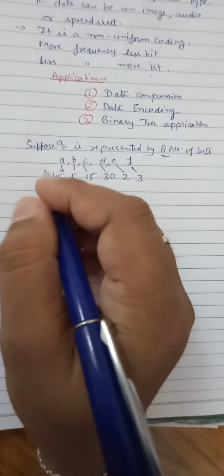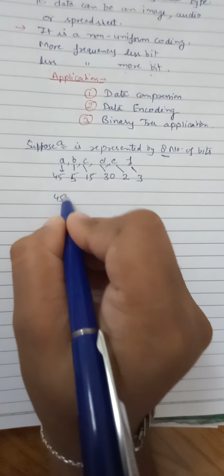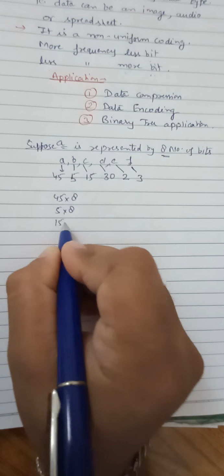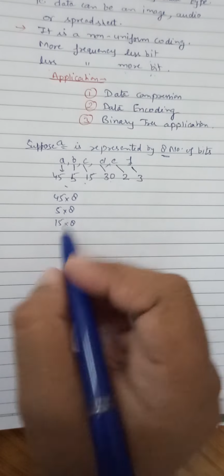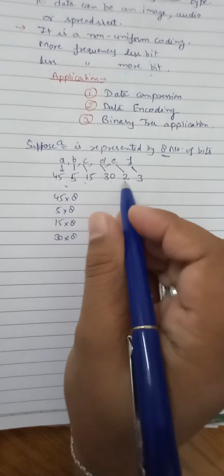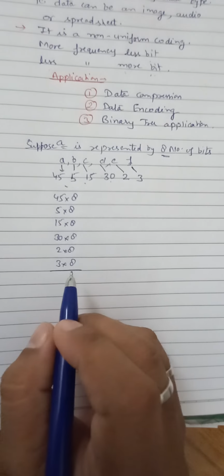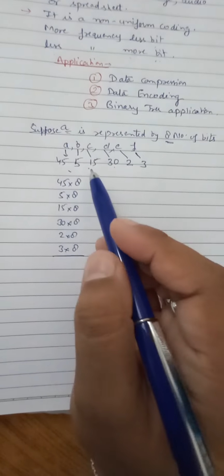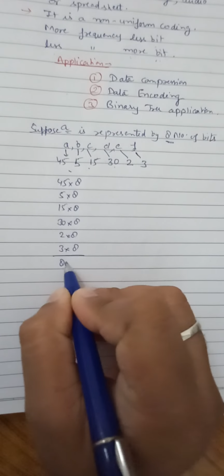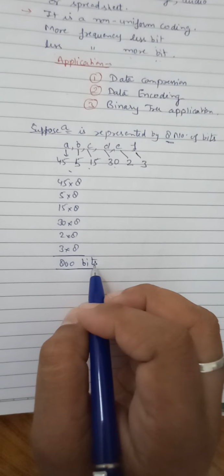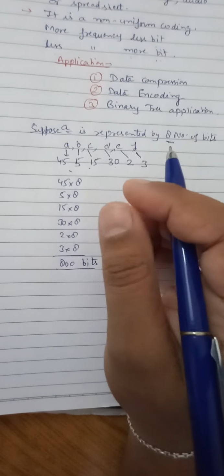So how many bits will it be if we multiply everyone by 8? 45 into 8, 5 into 8, 15 into 8, 30 into 8, E 2 into 8, and F 3 into 8. If we calculate it, it will be 800 bits. So we have to transfer 800 bits if we want to send data from one place to another place.